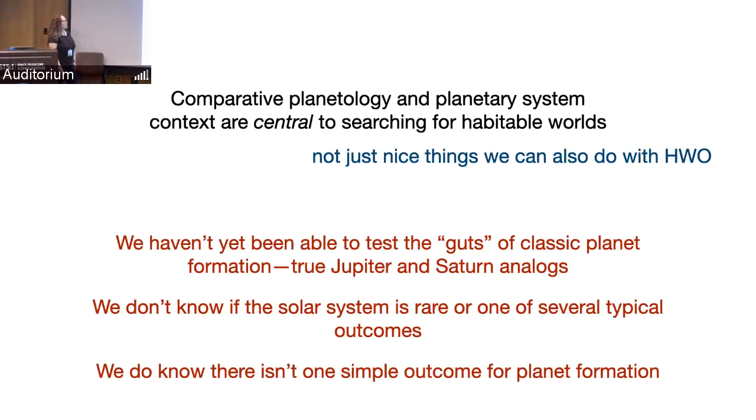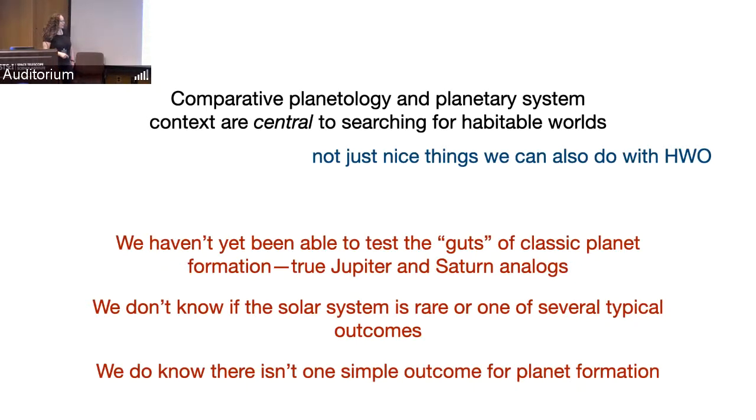Okay. But, of course, sadly, but also excitingly, because physics fun, planet formation is not something that we understand well at the moment and is not well organized. In particular, we haven't yet been able to test the guts of classic planet formation through Jupiter and Saturn analogs. We have a lot of planets, but we don't have those. We really don't know if the solar system is rare. We know it's not the standard. Everything isn't like the solar system. But there could still be a lot of solar systems out there. Is it one of several typical outcomes, or is it really rare?